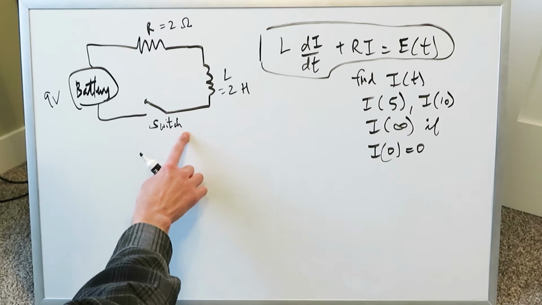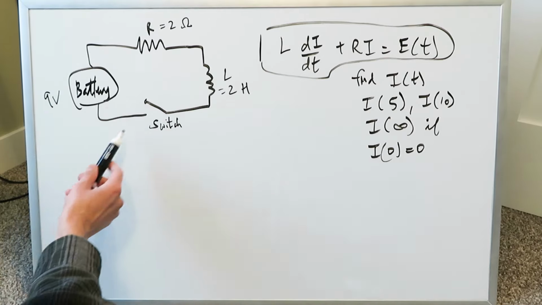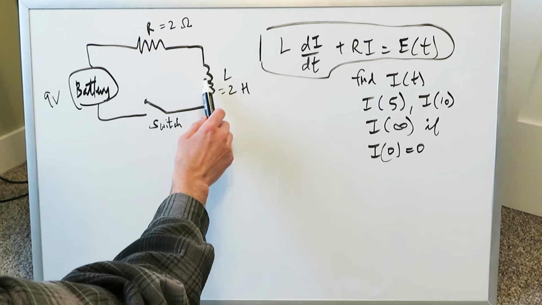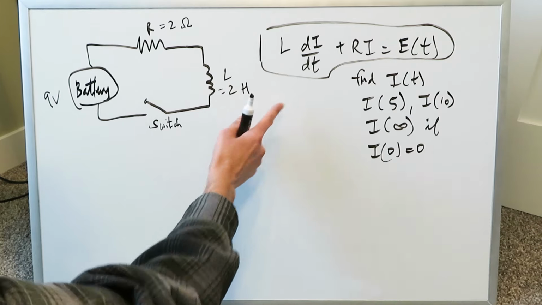There's a switch. There's a battery over here, a 9 volt battery. You have a resistor here which provides a resistance of 2 ohms, and finally you have an inductor over here which has a value in henries, 2 henries.